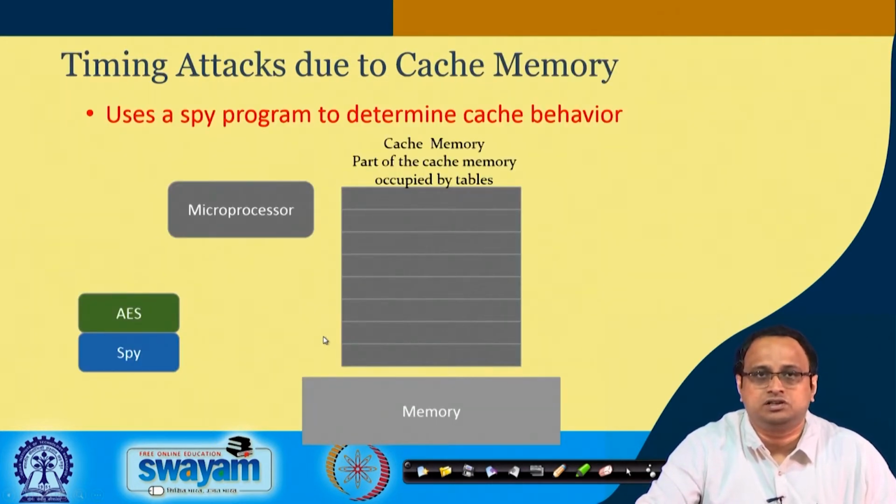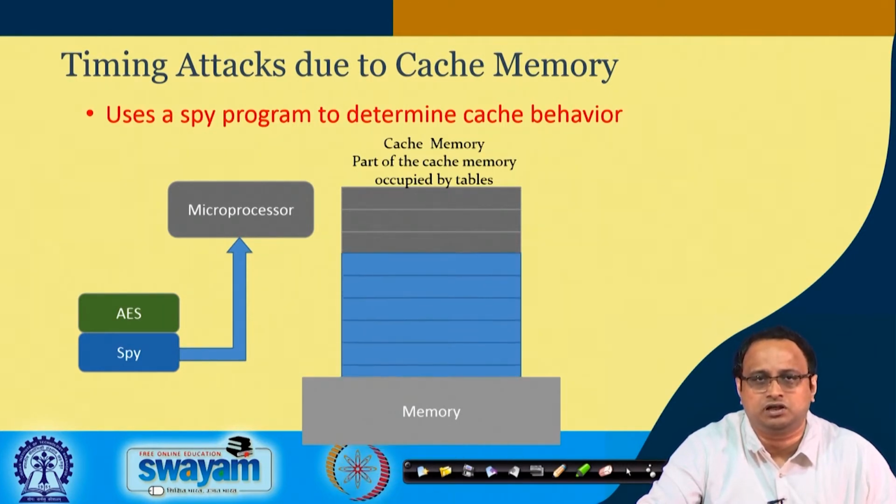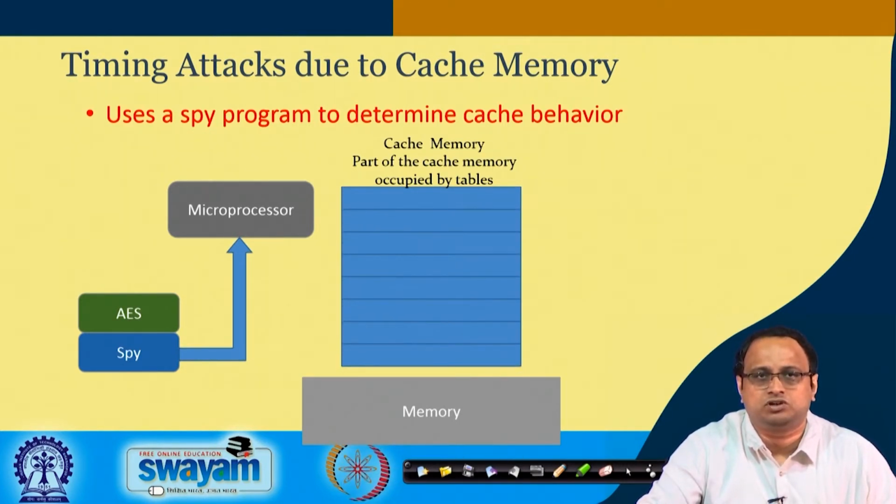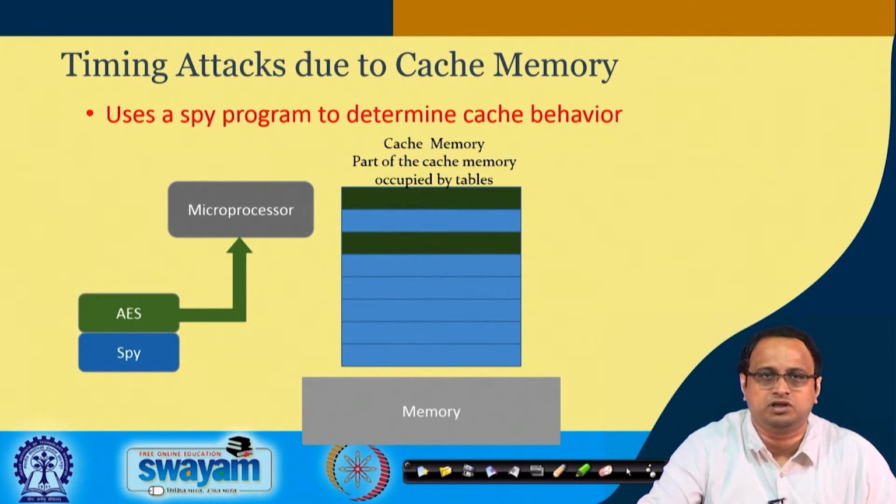To illustrate this, I will show a very famous attack, popularly called the prime and probe attack, where a spy first comes in and fills up the cache memory with some garbage data, and then access is given to the target encryption, which in this case is AES. When the AES comes in, it accesses certain portions of the cache memory, and therefore it evicts some data from the cache. Now, when control comes back to the spy program, the spy program starts timing its own accesses.